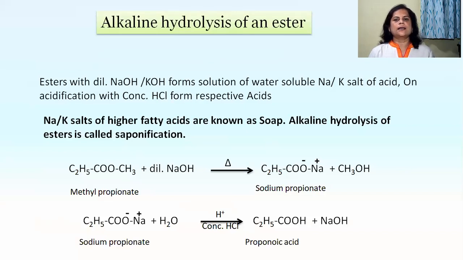Here this is the alkaline hydrolysis of esters. Means we converted esters into acid by using dilute NaOH or KOH. And also remember that term, the sodium or potassium salt of higher fatty acids, these are known as soaps, and alkaline hydrolysis of ester is called saponification.